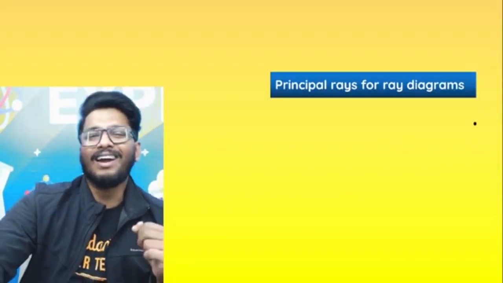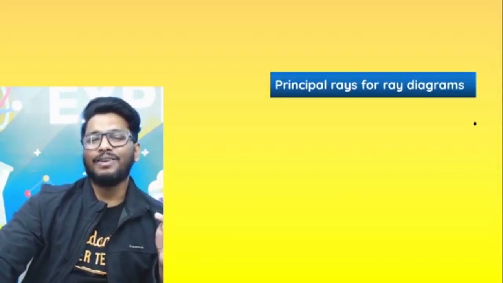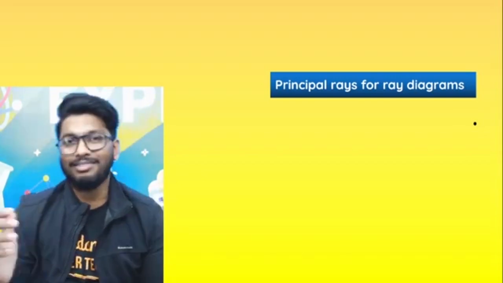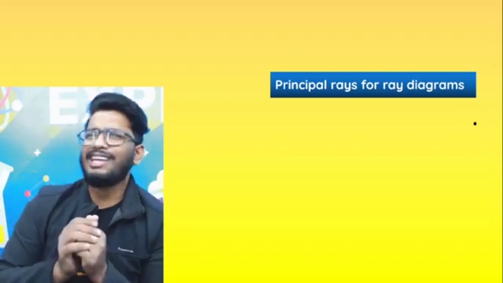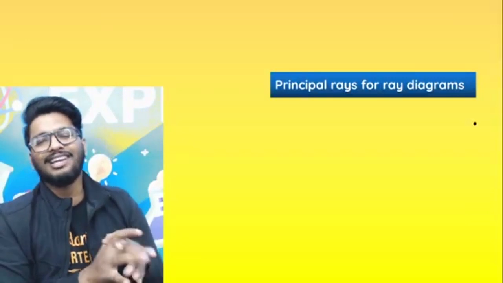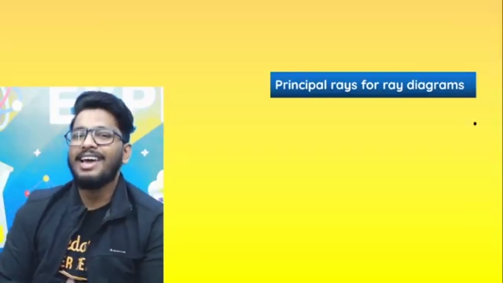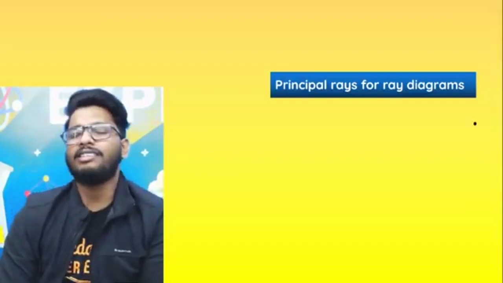right? Alright guys, that concludes the first part of the topic. We have done about 25% of it. We have a lot more to do, but the first 25% is already done. Let's get into the principal rays of a ray diagram.